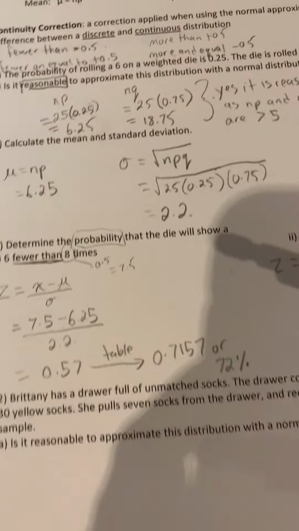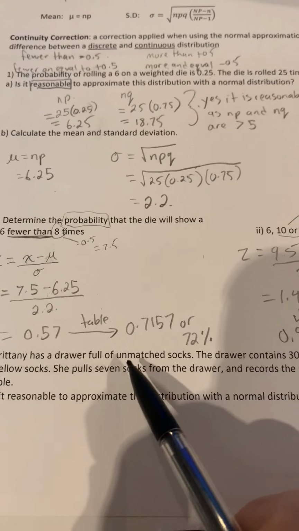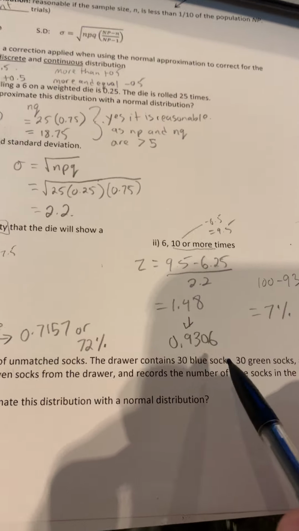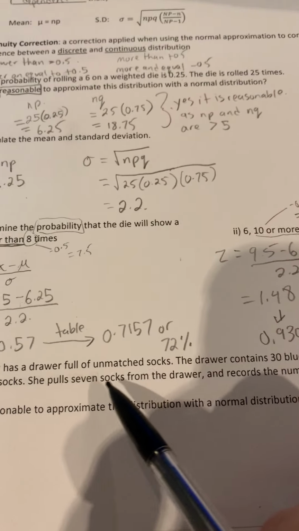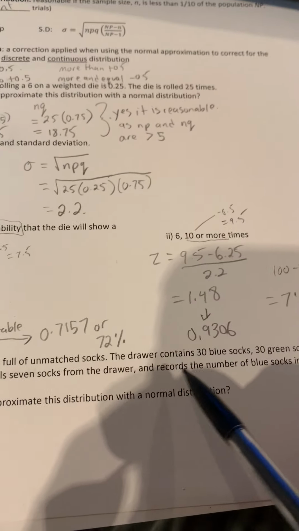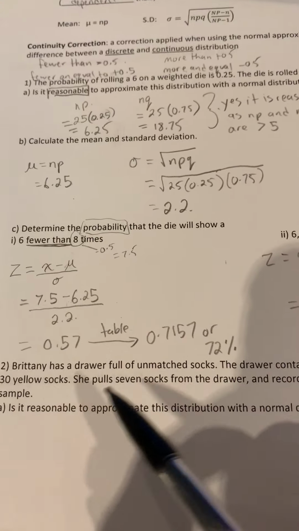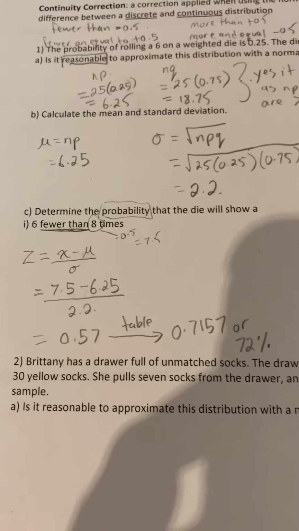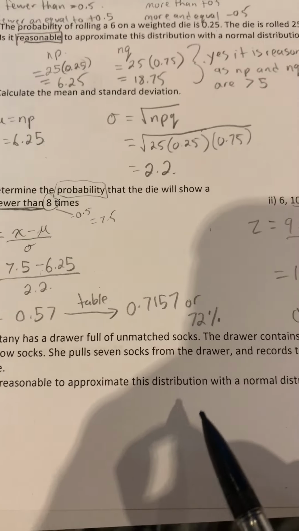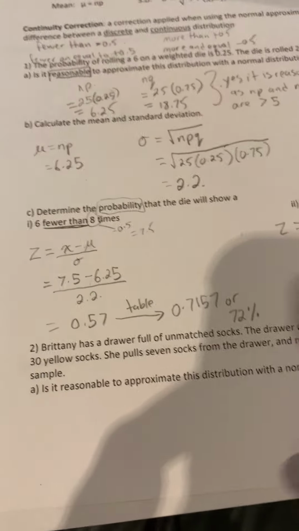Okay, starting number 2. Brittany has a drawer full of unmatched socks. The drawer contains 30 blue, 30 green, and 30 yellow. She pulls 7 socks from the drawer and records the number of blue socks in that sample. So we're looking at how many blue out of the 7 she pulls. Is it reasonable to approximate the distribution with a normal distribution?